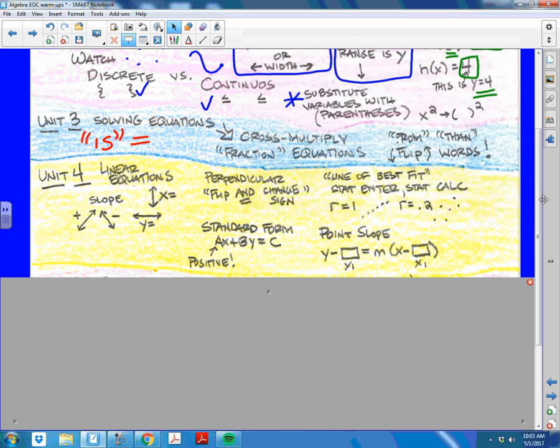Remember, to find the perpendicular slope of a line, you flip it and change the sign.